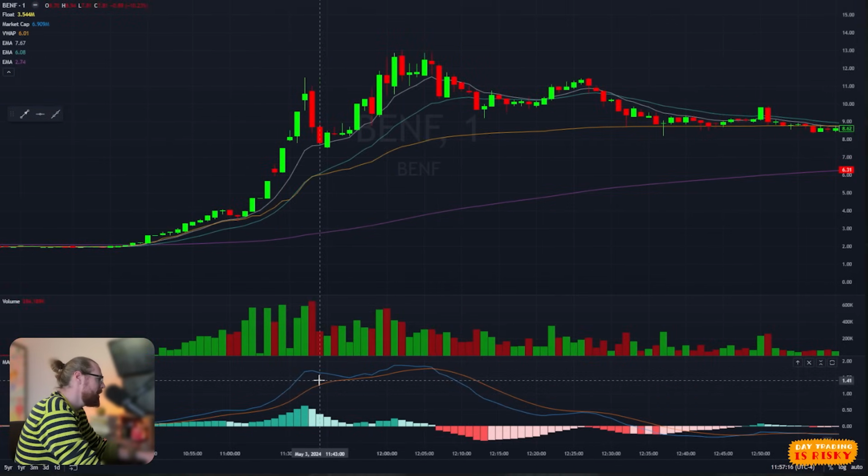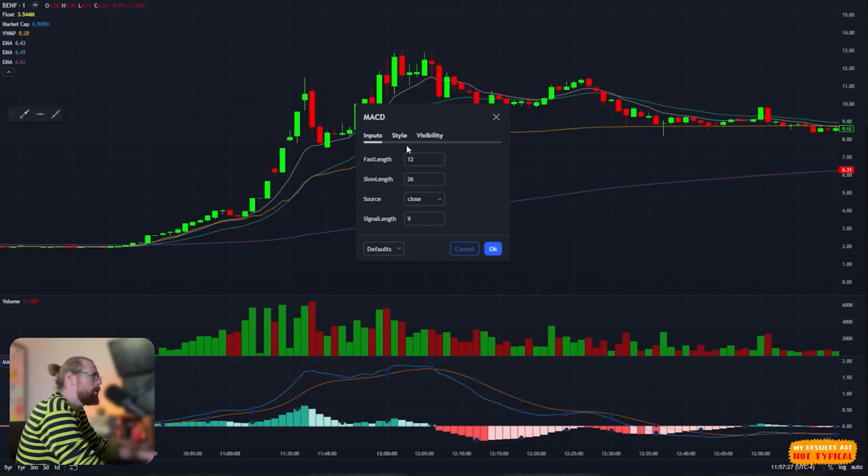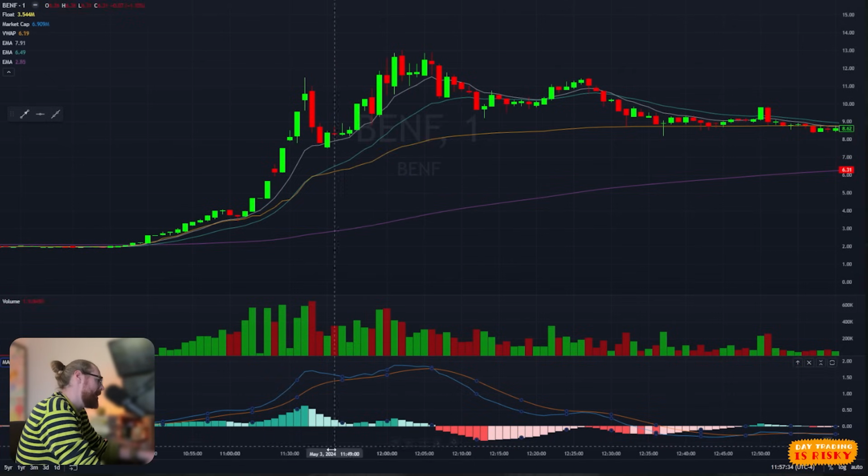So I've got it plotted right down here, and you can see the way it's moving up like this. There are times where I've changed the coloring on this and tried to make it pop a little bit more, and that's fine. You could do that, but the settings always stay the same. You don't want to change the settings. You start fiddling with the settings, and now you're going to get different signals from what everyone else is getting.